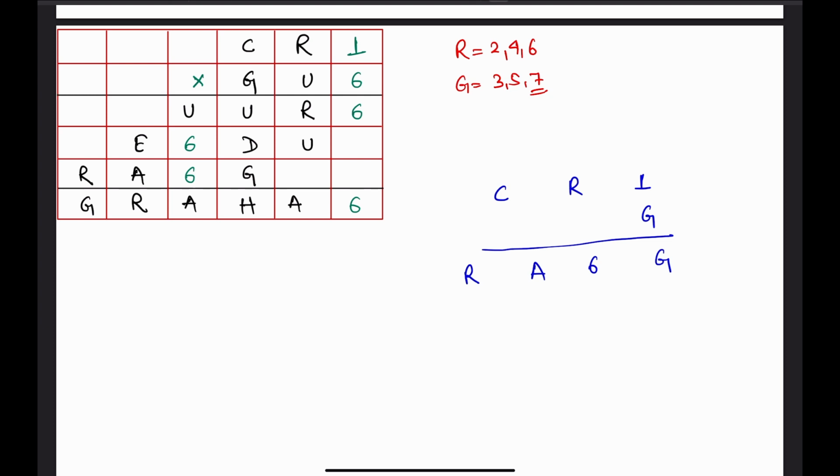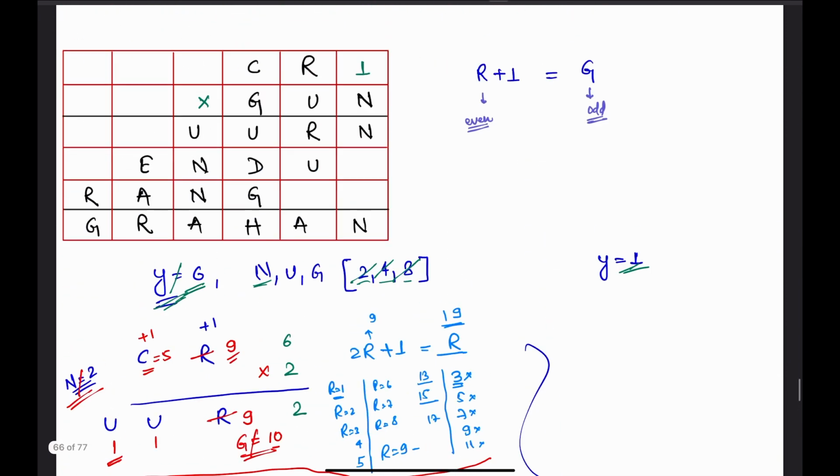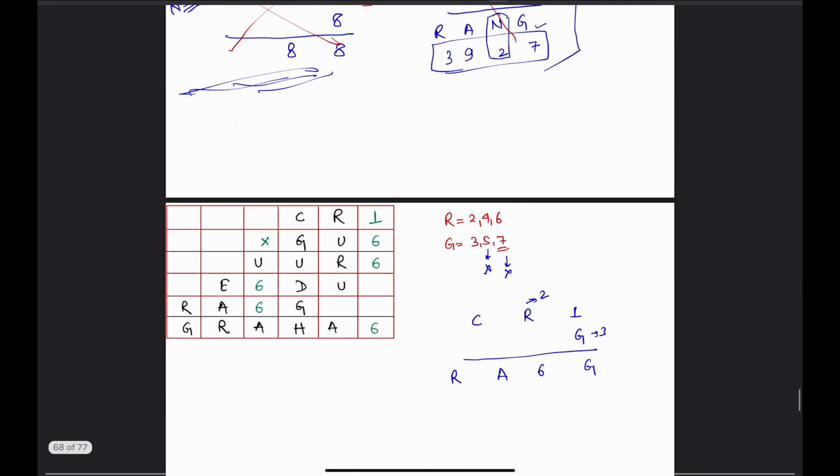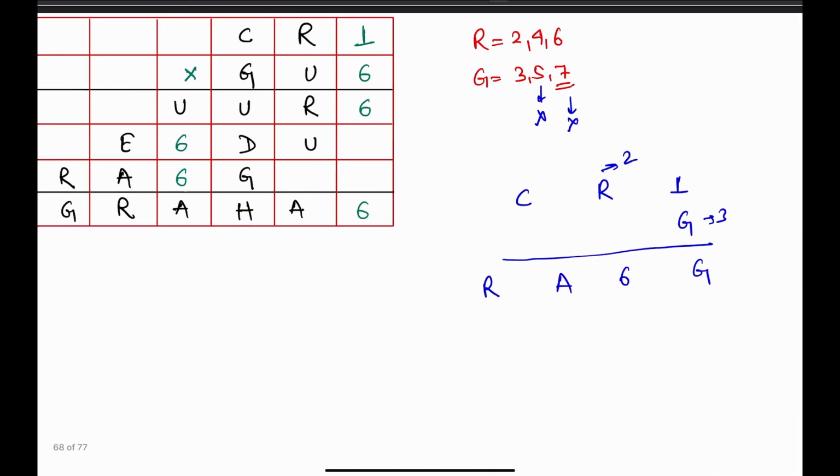And then 4 into 5, 20, not possible, so this value is not possible. 6 into 7, 42, this is not possible. So I can say my r will be 2, and my g will be 3. So now I am getting r will be 2, and g will be 3.